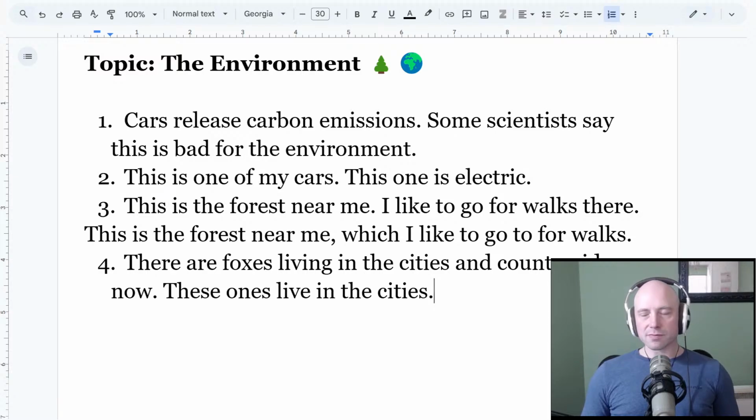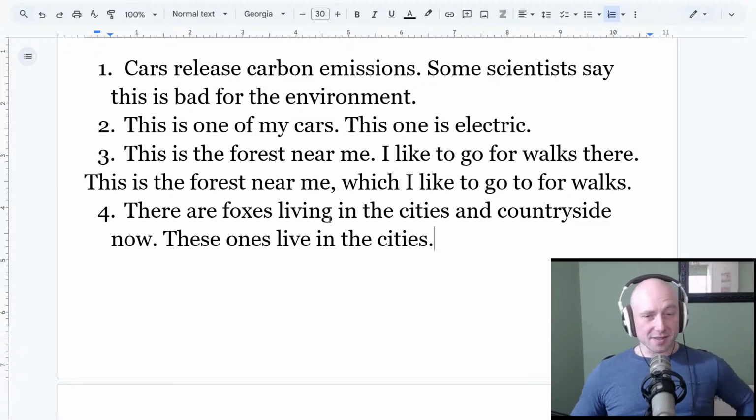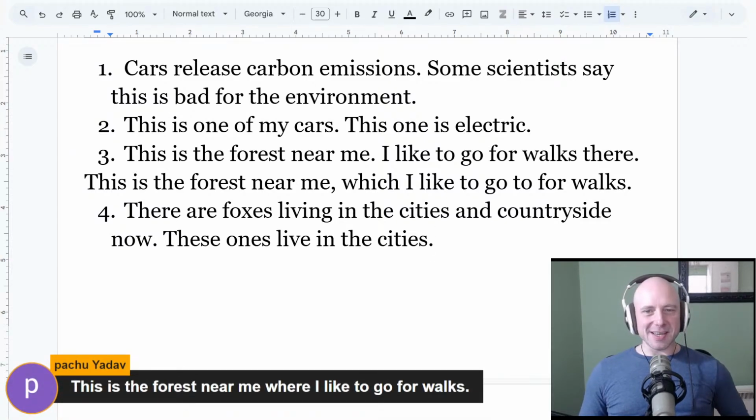Okay, number 4. There are foxes living in the cities and countryside now. These ones live in the cities. So in this situation, we have multiple types of fox, and we want to talk about the specific types of foxes who live in the cities. So how do you do that? Is it defining or non-defining? After my explanation on number 3, Pachu, you've made the same mistake.